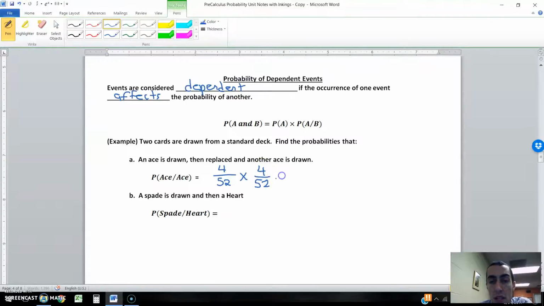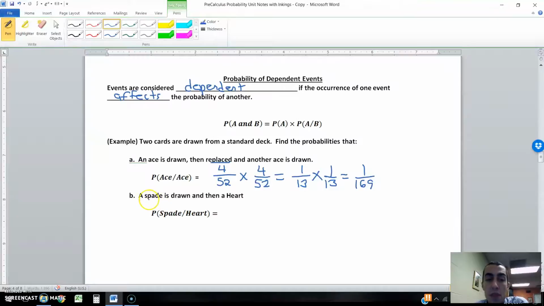Now, instead of multiplying 4 by 4 and then 52 by 52, I'm going to simplify each of these fractions. 4/52 is 1/13. And so multiplying them, we get 1 over 169, which is a very low probability of drawing 2 aces in a row with replacement.